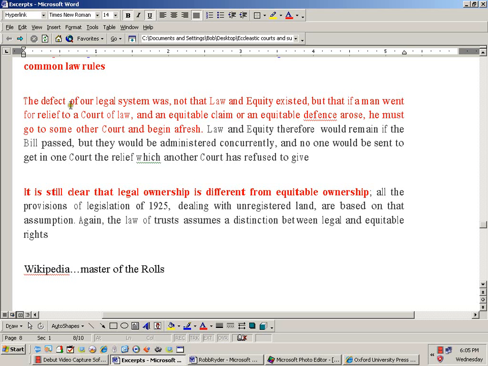The defect of our legal system was not that law and equity existed, but that if a man went for relief in a court of law and an equitable claim or an equitable defense arose, he must go to some other court to begin afresh. Law and equity, therefore, would remain if the bill passed, but they would be administered concurrently, and no one would be sent to go from one court for relief which another court had refused to give. Right? So the idea was, doesn't matter what the law says. Yep, you're right.